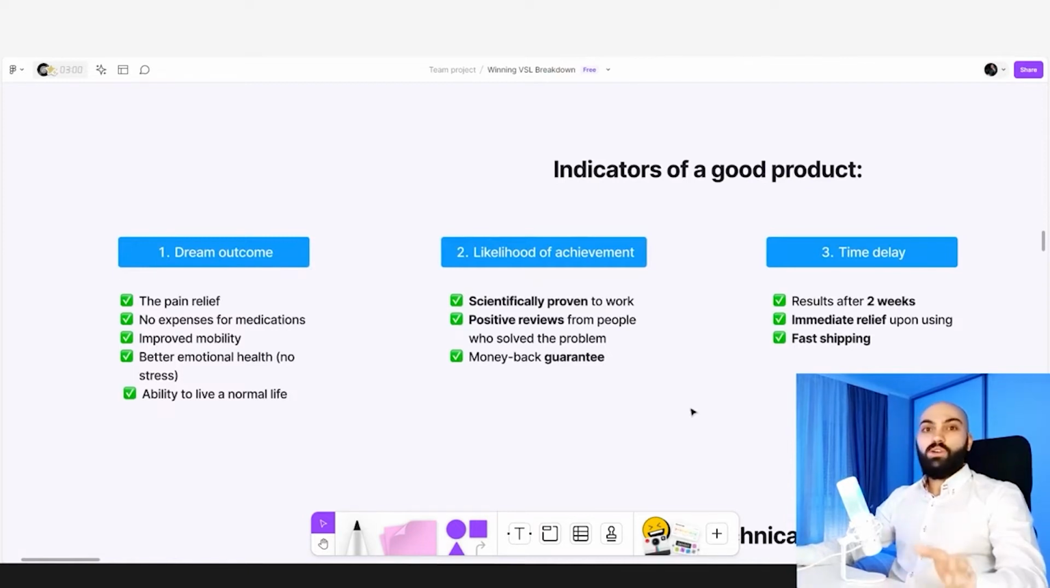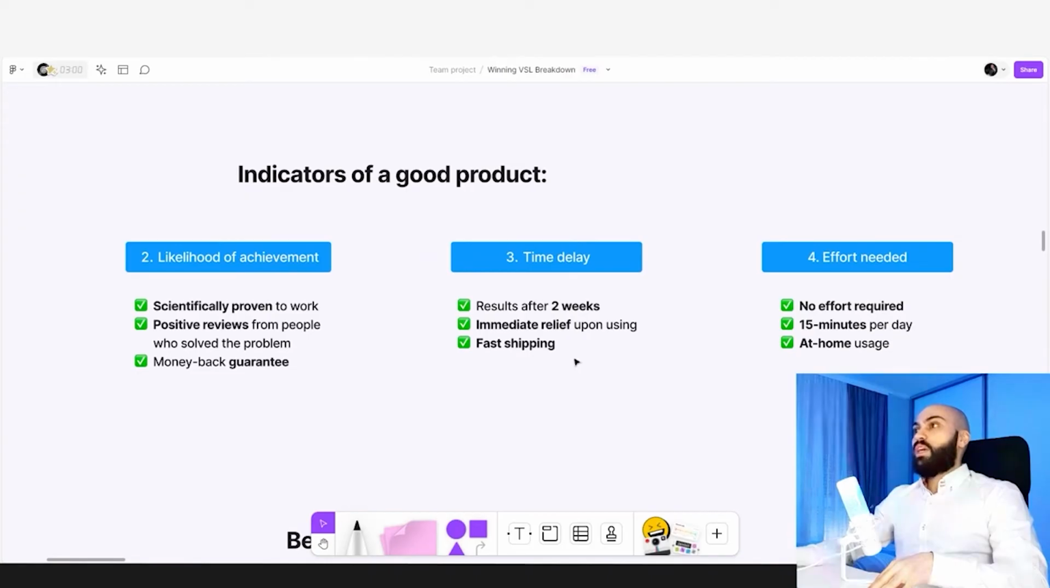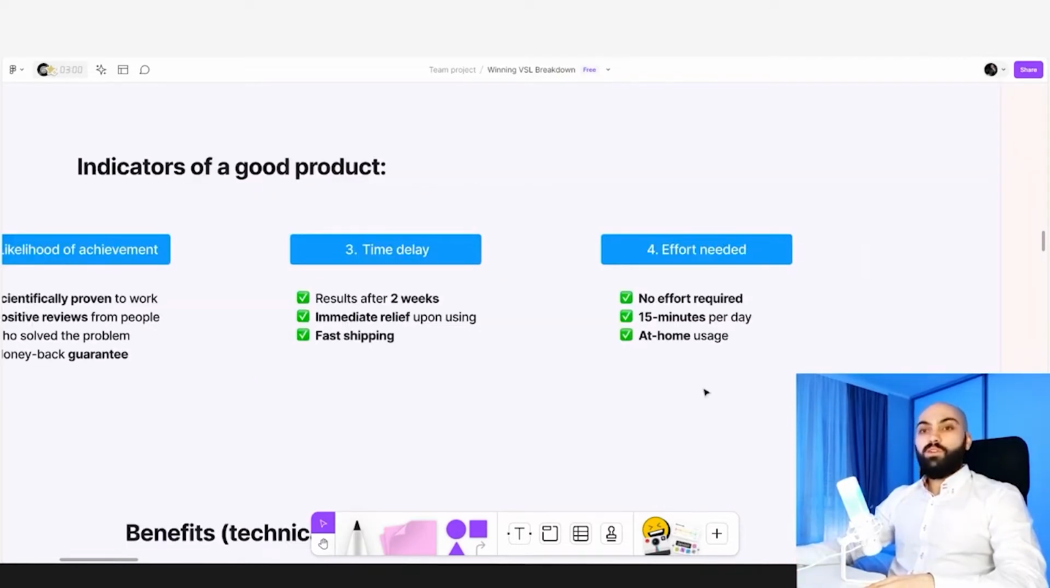And just to clarify one thing, this product actually does help people, so we have nothing to worry about when it's time to market it. When it comes to time delay, they will get results after 2 weeks of usage, they will get immediate relief upon using, and they will get fast shipping. We must reduce the time it takes them to get the results. And when it comes to effort, it doesn't require any effort on their side.